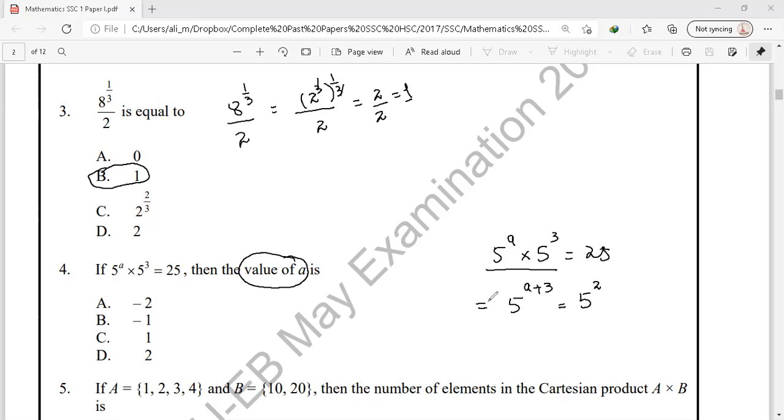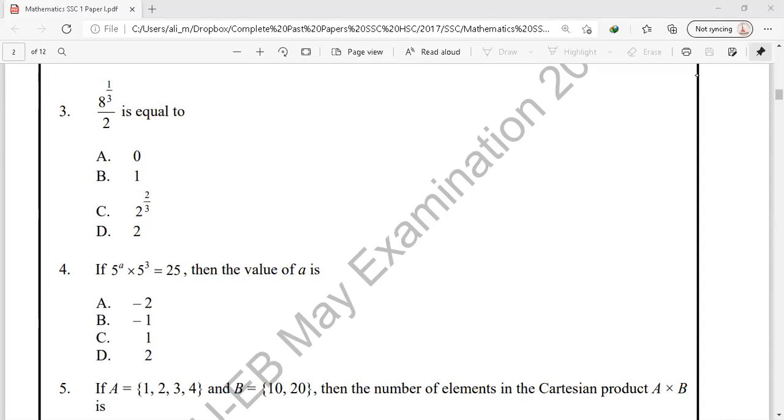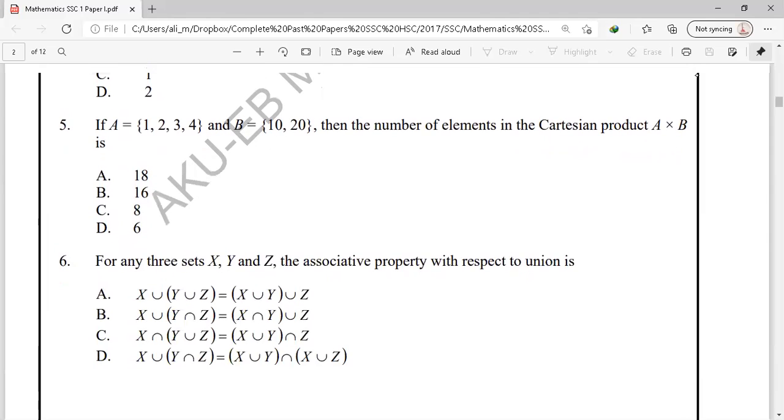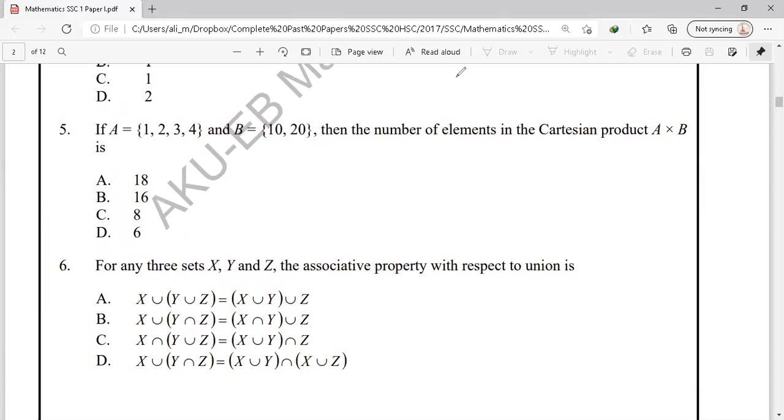So as we can see that in this equation, the bases are the same. So we can equate the powers of the same bases. So a plus 3 will be equal to 2. So for the value of a, 2 minus 3, that would become a equals to minus 1. So for question number 4, we have got the correct answer, that is option B, a equals to minus 1. Let's see the next question, that is question number 5 and question number 6.